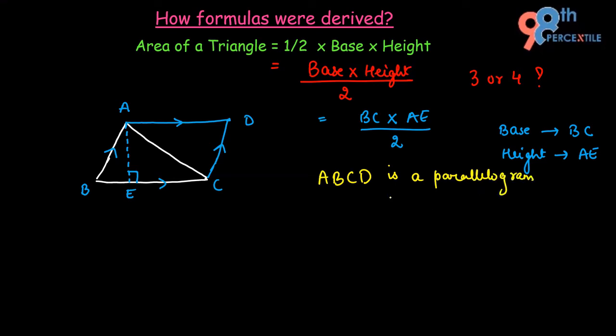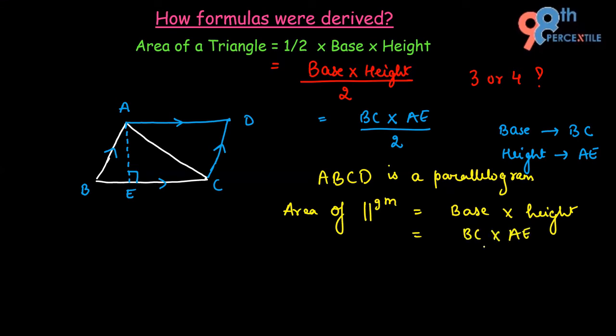Now, what is the area of a parallelogram? Area of this particular parallelogram. If I take its base as BC, I mean the base for the parallelogram ABCD, then its height is AE, and we know that the area of a parallelogram is nothing but base times height. So its base is BC and height is AE. So this is the area of the parallelogram ABCD, right?